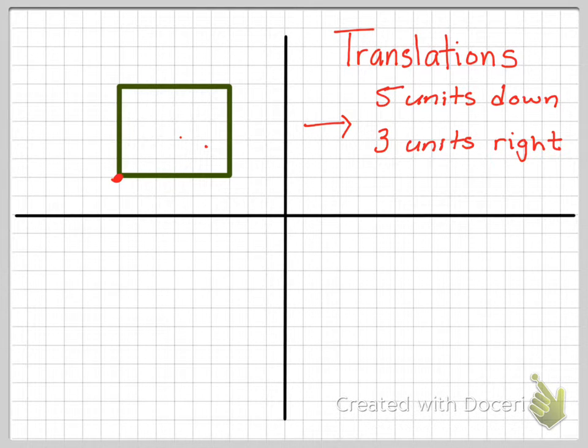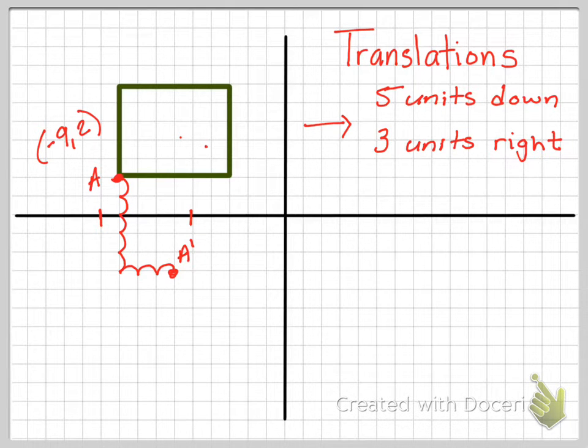Well, let's do a little counting. We got 1, 2, 3, 4, 5. 1, 2, 3, 4, 5. So negatives, right? It appears like my red point here, let's call it point A, is at negative 9, positive 2. And if we were going to translate point A 5 units down, we would just simply count 5 units down. 1, 2, 3, 4, 5. And then 3 units to the right. 1, 2, 3. And that is where we would put the new point, A prime.